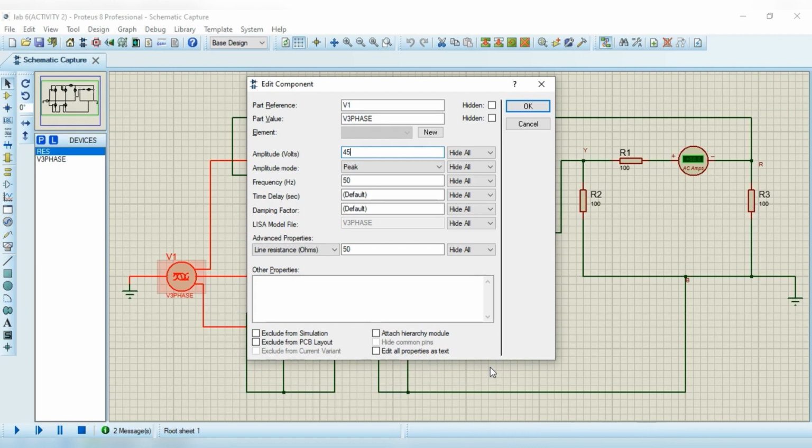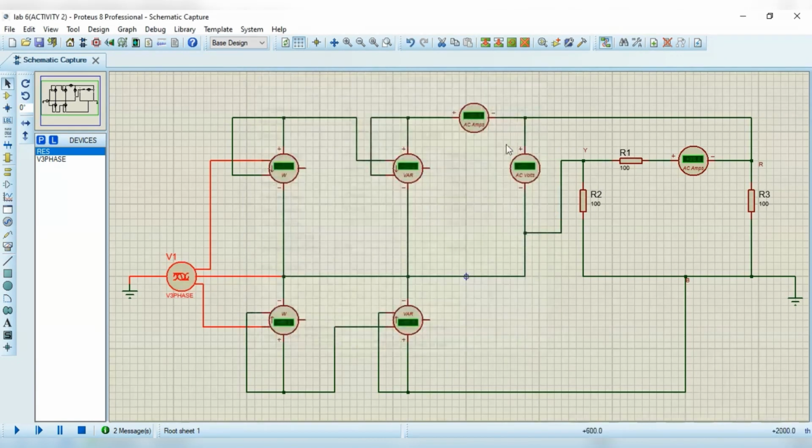For today, I would like to present my simulation lab 6 for activity 2. Okay, for the first, the voltage is 45 volt. And for the resistance, there are 3 resistances here, all of them 100 ohm. Now we run.